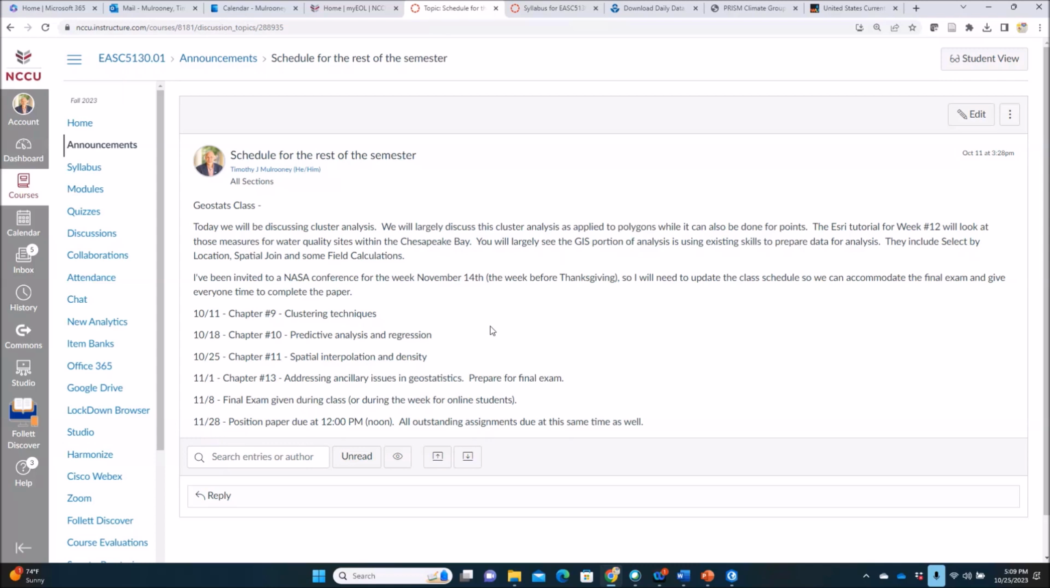And then we'll talk about addressing ancillary issues in geostatistics. So we'll talk about things like heteroscedasticity. We'll talk about things like multicollinearity, all those other things that we haven't talked too much about, but someone will be sitting in the back of the room saying, have you thought about this? Have you thought about that? Have you thought about the other thing? And then we will kind of prepare for the final exam.